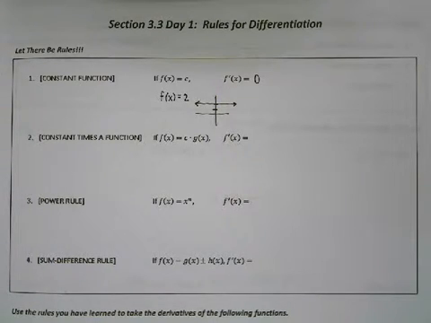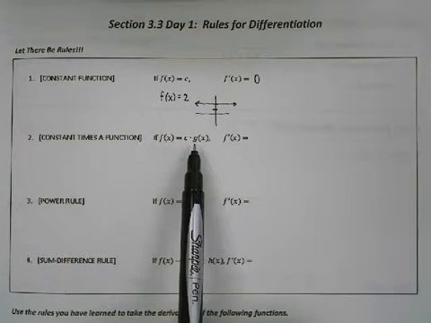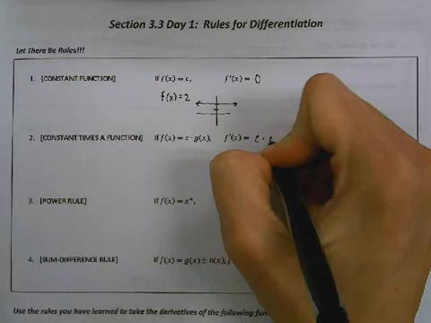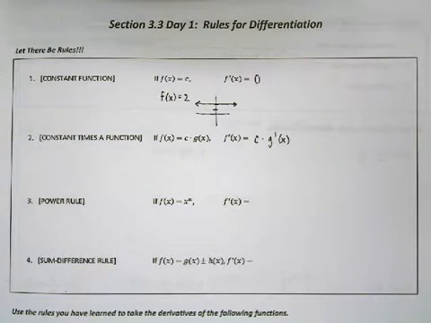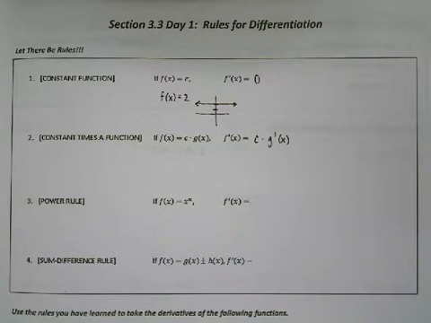Second one is if we have a constant times a function. So if my function f of x is a constant times another function, my derivative is just that constant times the derivative of my function. So I can essentially just pull that constant out front and take the derivative of my other function.